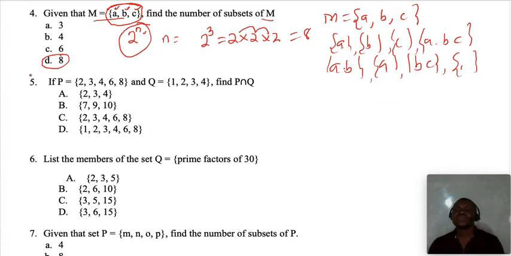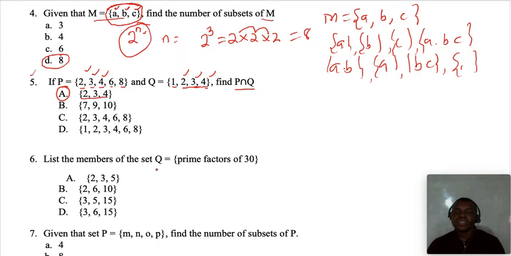Question 5. If P is equal to {2, 3, 4, 6, 8}, and Q is {1, 2, 3, 4}, we have to find P intersection Q. So P intersection Q is the members that we can find in P and at the same time in Q. So you can see that 2 is here, 2 is there. We have 3 there, 3 here. We have 4 here, 4 here. So the answer will be {2, 3, 4}. So it's A. Then you shade it.